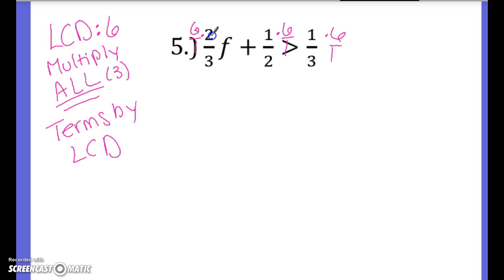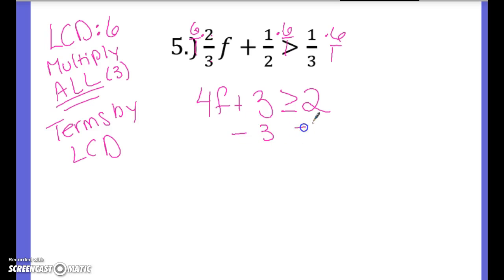So I say, well, 6 times 2 is 12. 3 times 1 is 3. 12 divided by 3 is 4f, plus 1/2 of 6 is 3, is greater than or equal to 1/3 times 6 is 2. And then you just simplify or solve.